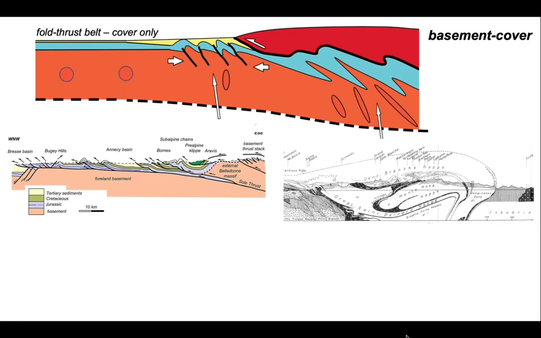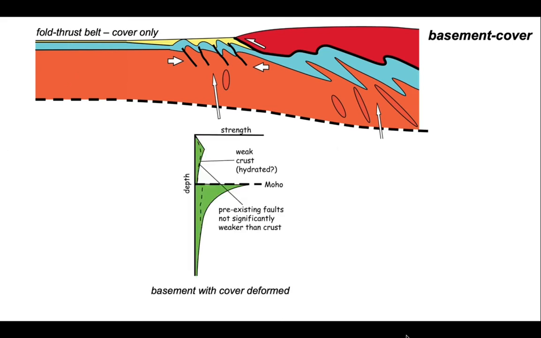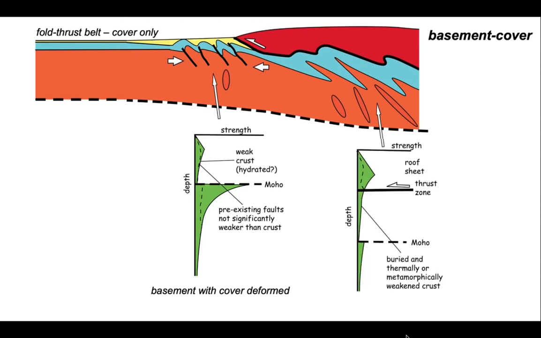But then as we go back further into the internal zones of the Alps, rocks that were once deeply buried when they were deforming, everything is ductile and basement and cover are tightly infolded. So perhaps we can relate this to strength-depth profiles. So as we move into the Alps, maybe the crust deforms weakly, but there's still contrast between basement and cover.